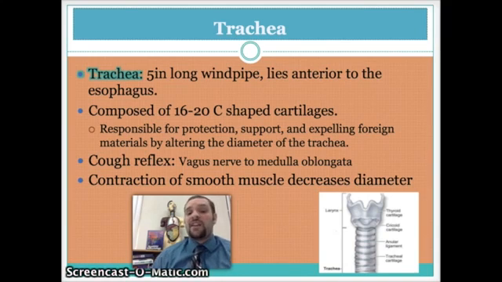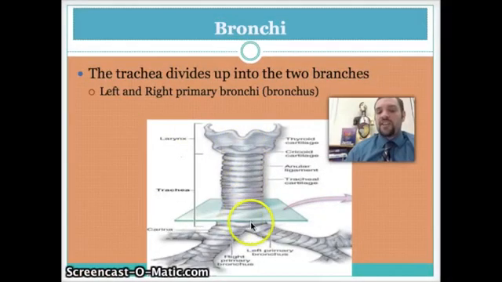We also have it innervated by the vagus nerve, which will help with the coughing reflex. So if some particle gets lodged in the trachea, we can cough it and expel it out, and that's due to the vagus nerve. It's also going to have smooth muscles that will help contract the diameter. If we contract it, it will decrease the diameter and make it smaller. If we travel through our trachea, we eventually get to the point where we have to take a right or a left, and this corresponds with our left lung and our right lung.